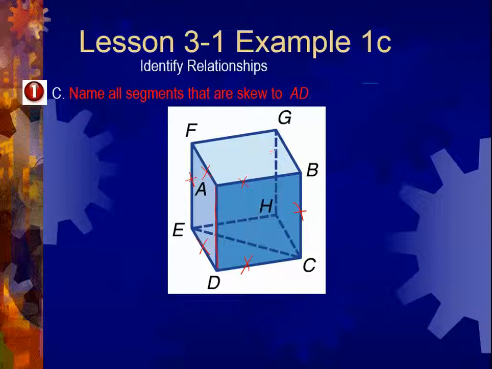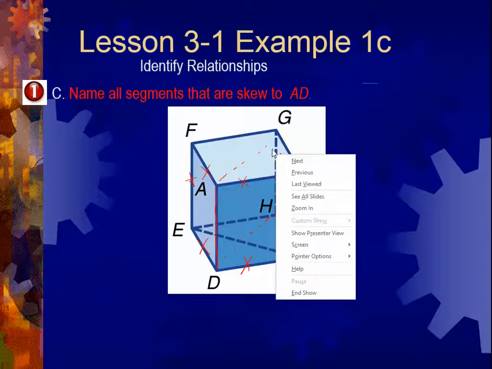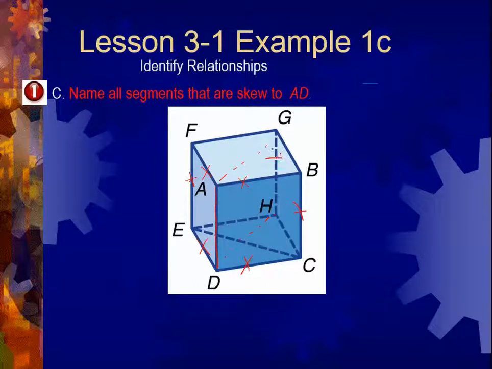Now here's where people kind of get confused. GH is actually on the same plane as AD. I could put a piece of paper going straight across here. I get my pen to work. Down here. I could put a piece of paper in there and those would be on the same plane. So we cannot count GH.